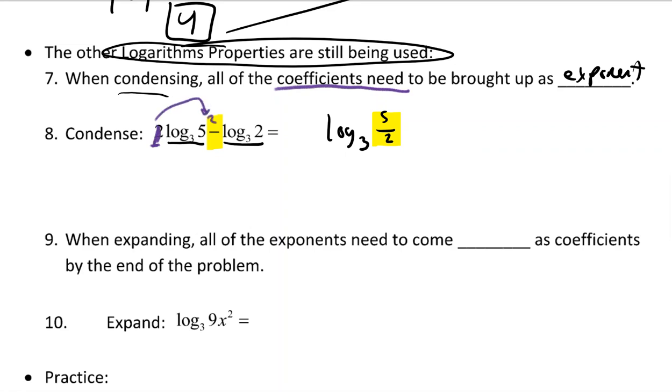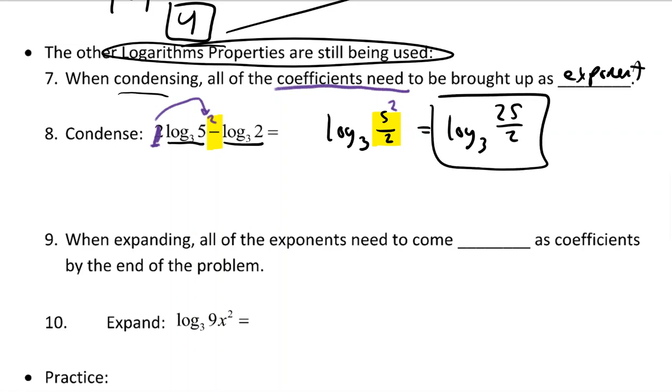So 99% of the time you bring it down as an exponent, but occasionally you want to bring it up. So it's not log base 3 of 5 over 2, it's log base 3 of 25 over 2. That 5 is supposed to be squared. So before we condense, we need any coefficients to come up as exponents. We need them up out of the way so we can apply the property.